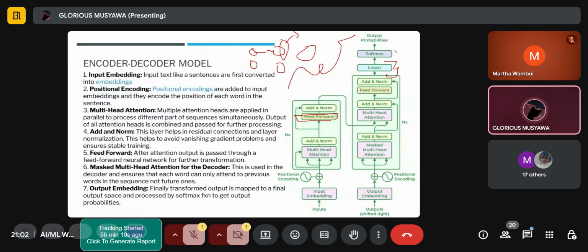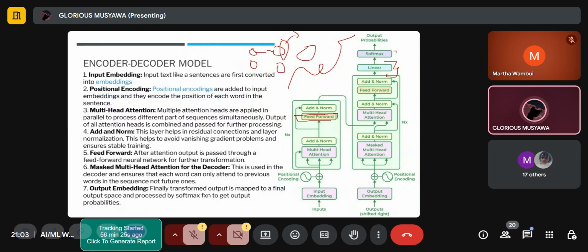We have another aspect here called masked multi-head attention for the decoder. This is used in the decoder and ensures that each word can only attend to previous words in a sequence. So now we are doing encoder decoder.